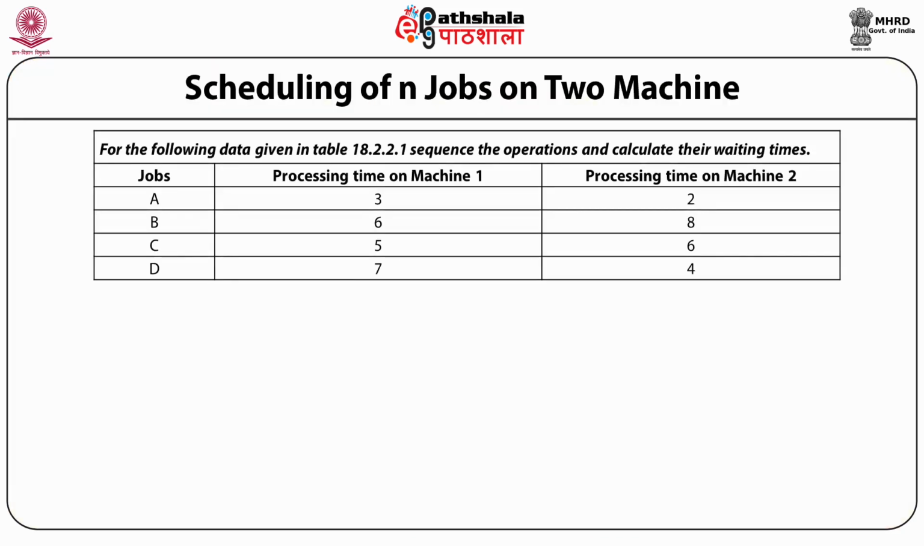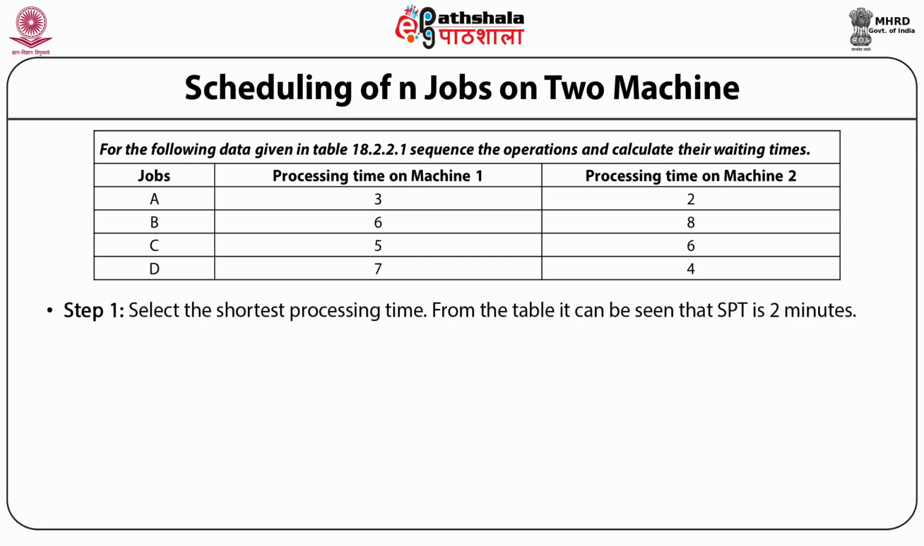Example: for the following data given in the table, sequence the operations and calculate their waiting times. Job A, processing time on machine 1 is 3, on machine 2 is 2. Job B, machine 1 is 6, machine 2 is 8. Job C, machine 1 is 5, machine 2 is 6. Job D, machine 1 is 7, machine 2 is 4. Step 1: Select the shortest processing time from the table. It can be seen that the SPT is 2 minutes.